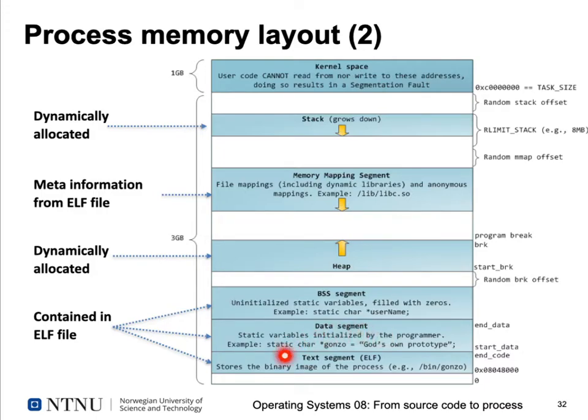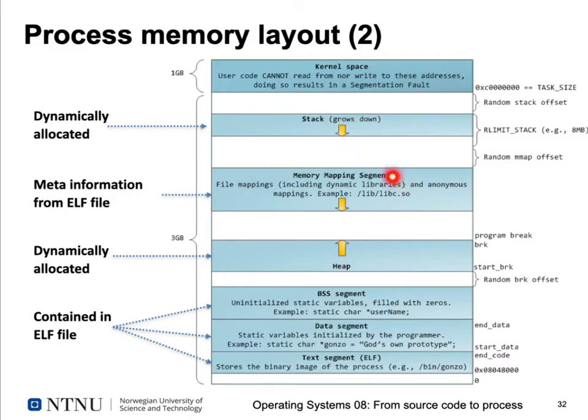We start with our program code in our text segment. Afterwards, we have our data segment, so our initialized variables. And right after our data segment comes the BSS segment. Above the BSS segment, we have our heap, which grows dynamically towards larger addresses. The topmost gigabyte is used by the kernel, as we've seen. Below this topmost gigabyte, the virtual addresses for the stack start and grow downwards.